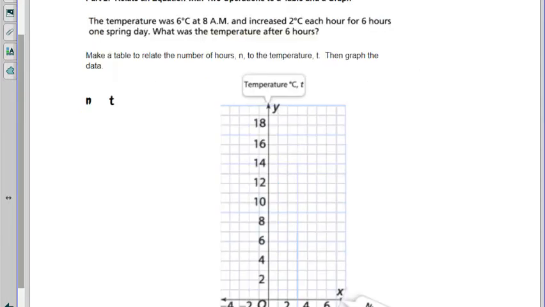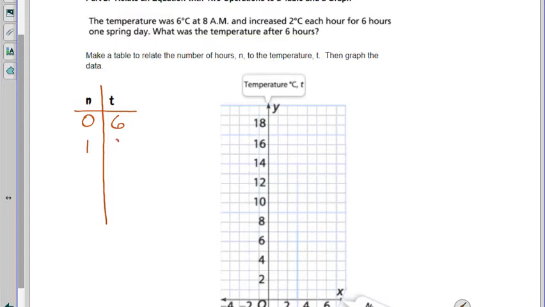Let's look at this next problem. We have the temperature. It was 6 degrees at 8 in the morning, and it increased 2 degrees Celsius each hour for 6 hours on a spring day. And we want to know the temperature after 6 hours. So we have this table, and we're going to relate hours, n, to temperature, t. So at the start, when n was 0, no time had elapsed, it was 6 degrees Celsius.